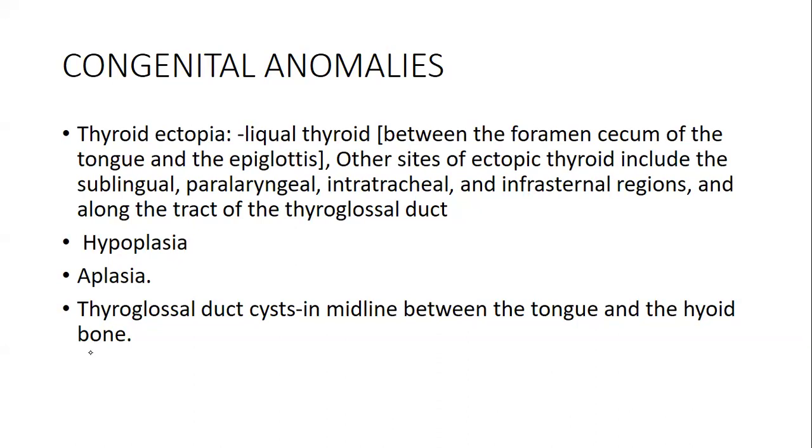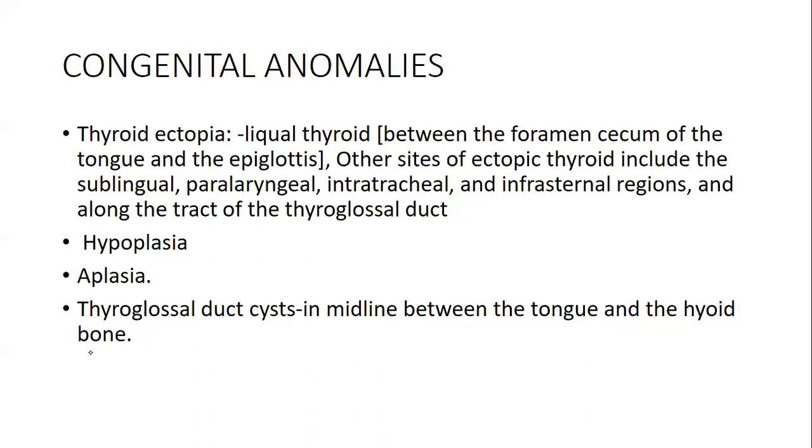thyroid. We misplaced. So the ectopic thyroid could be located in the lingual thyroid, which forms between the foramen cecum of the tongue and the epiglottis. So there is ectopic thyroid tissue developing around that space. The other common sites of ectopic thyroid include the sublingual, the paralingual, intratracheal, and the infrasternal regions, and along the tract of the thyroglossal duct.